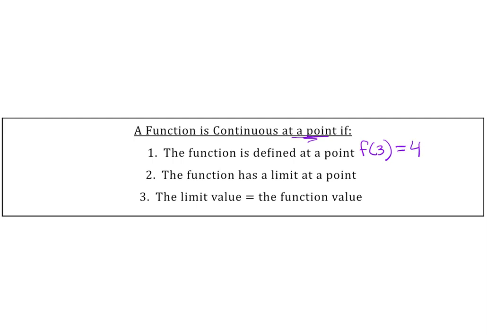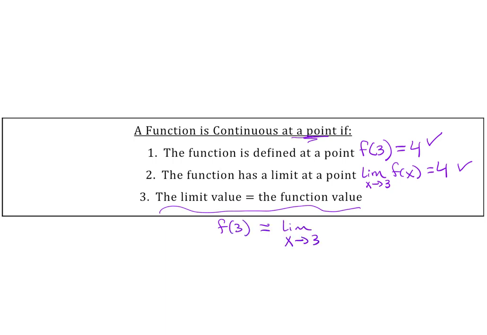And then the function has a limit at the point. So the limit as x approaches 3 of f of x exists. Function defined, limit exists, and then the big thing is the limit value has to equal the function value. So in this case, f of 3 would have to equal the limit as x approaches 3. If those three things hold, we can say that this function is continuous at x equals 3.